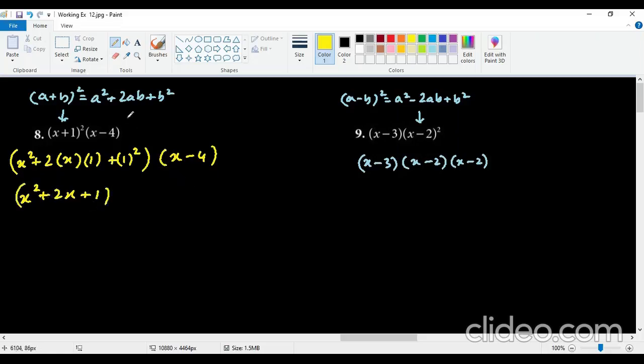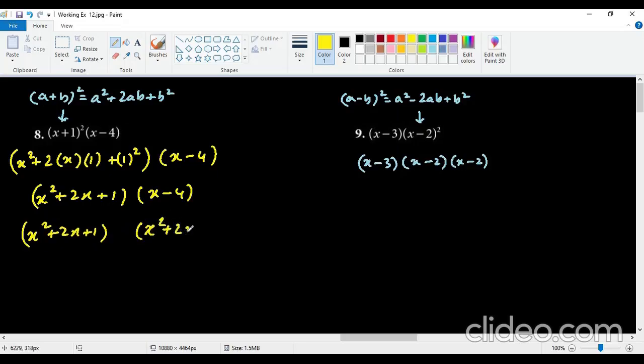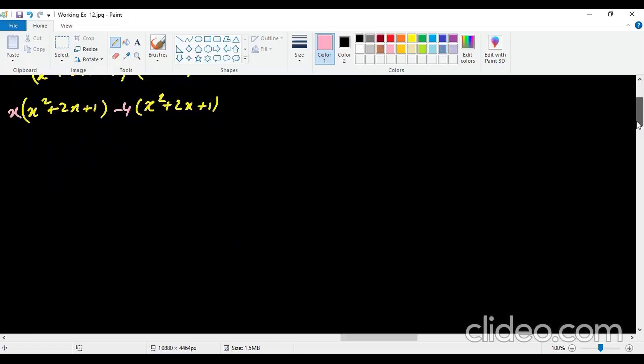Now, this is going to be multiplied by x minus 4. So I will write x square plus 2x plus 1 two different times. Now, first I will multiply this by x, and here I will multiply by minus 4. This is the way you need to follow.